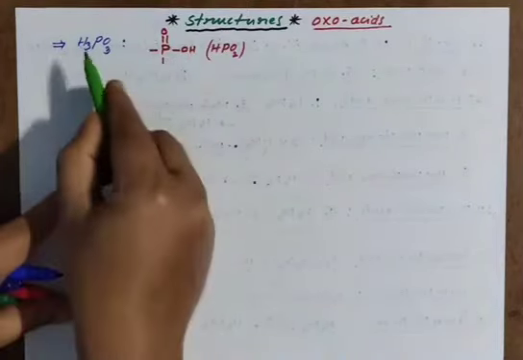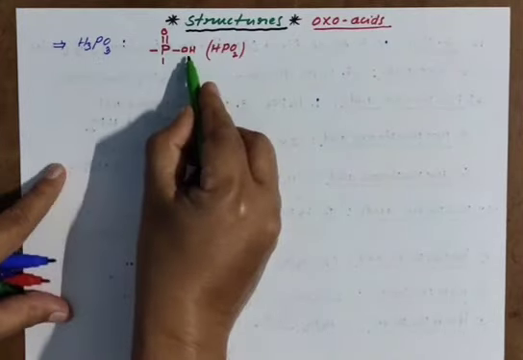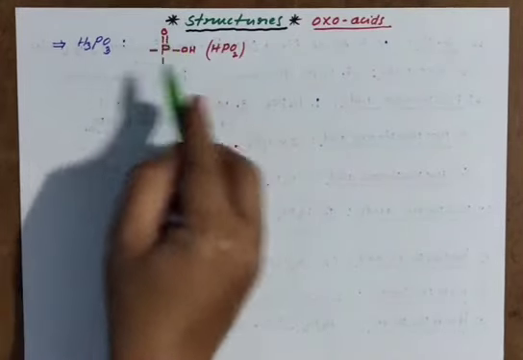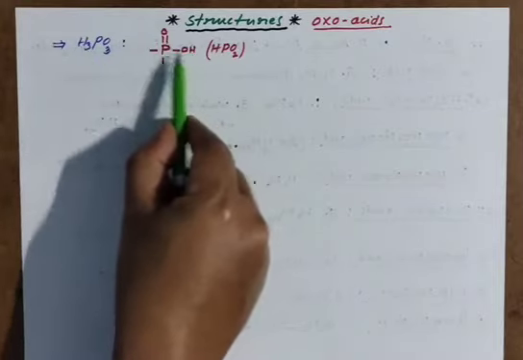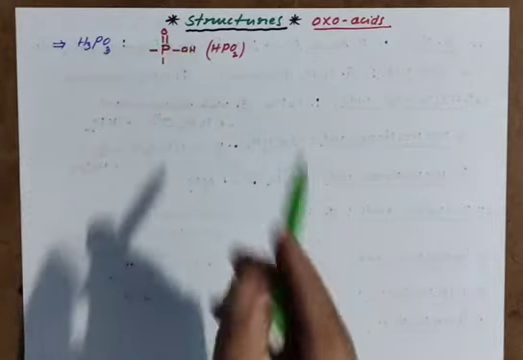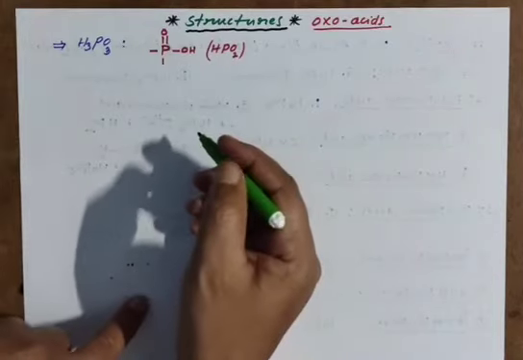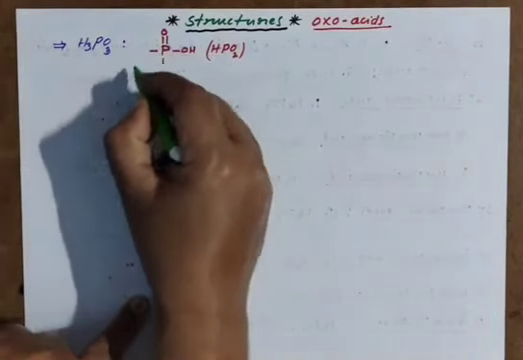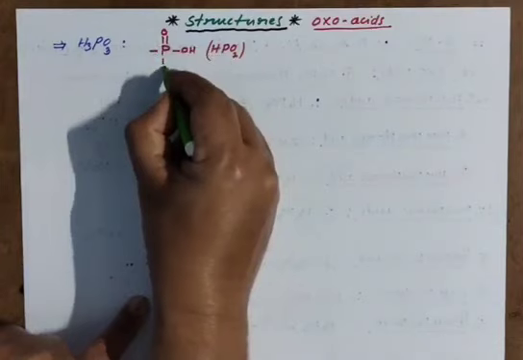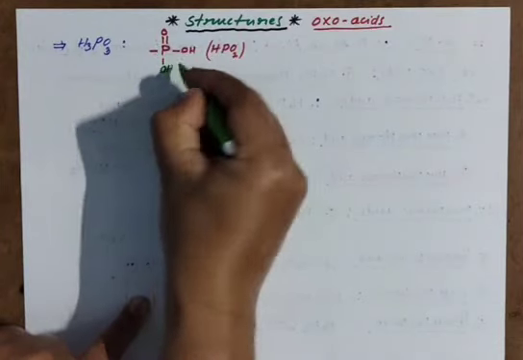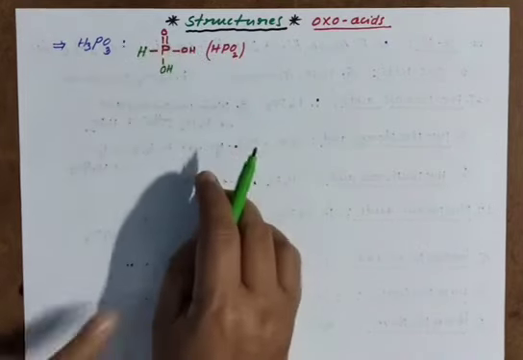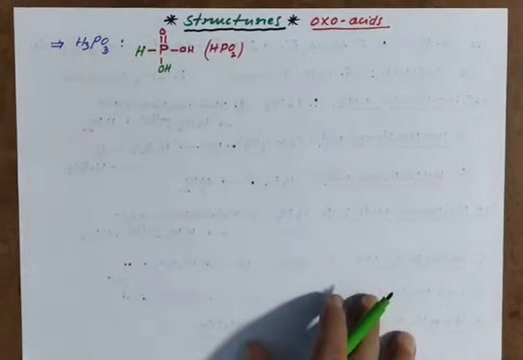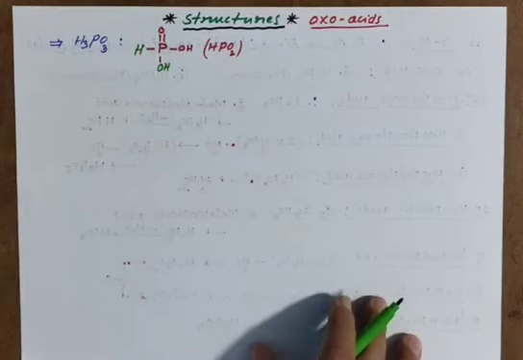From this, one OH group and one O we got, which means H3PO3. Of 3 hydrogens, 1 hydrogen is gone; of 3 oxygens, 2 oxygens are gone. What remains? 2 hydrogens and 1 oxygen. So 1 oxygen with 1 hydrogen, and 1 hydrogen is bonded directly here. The structure is completed. Very simple.